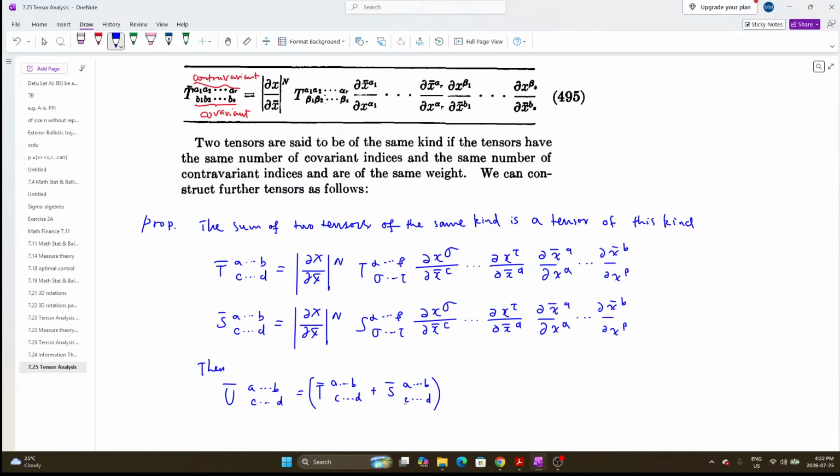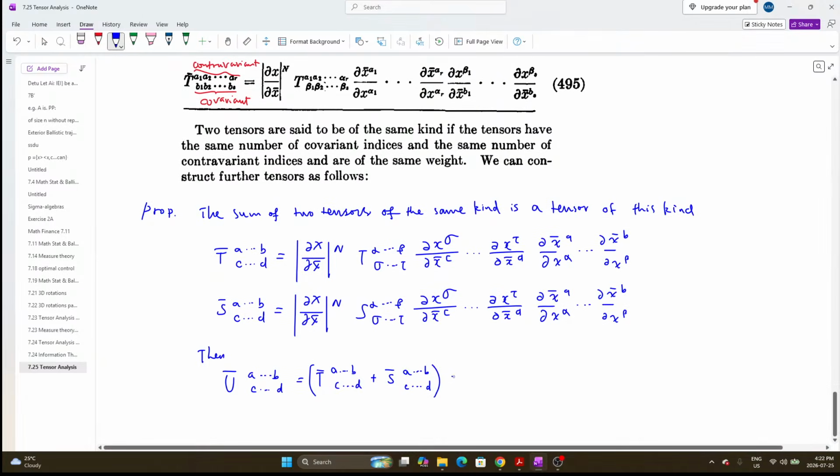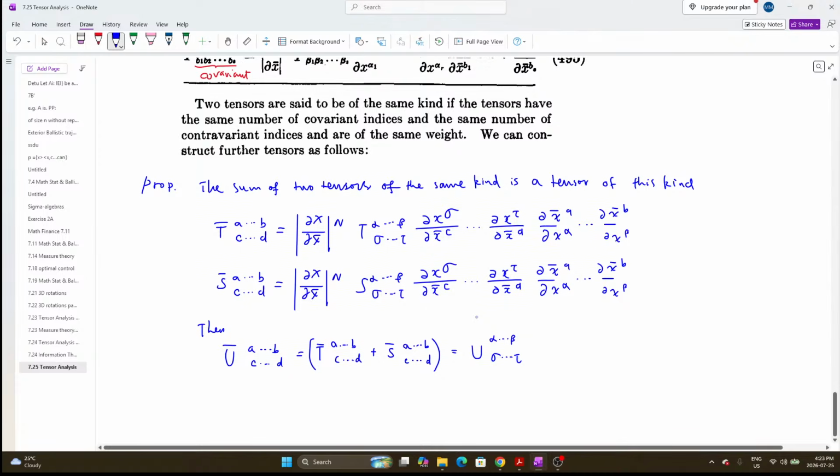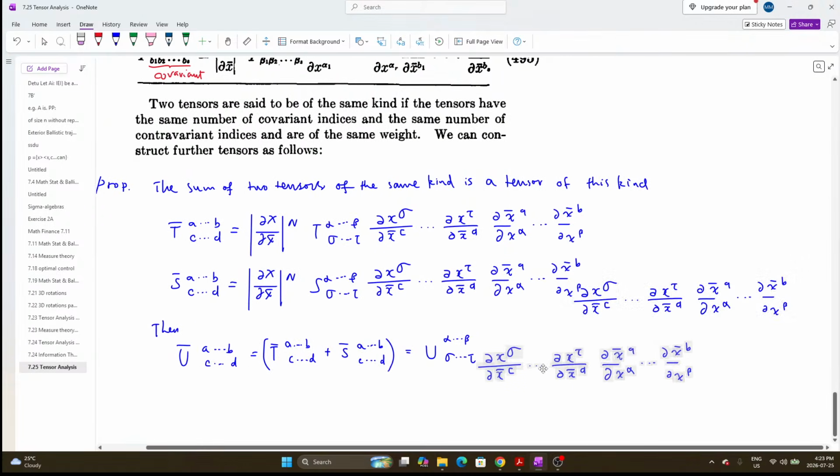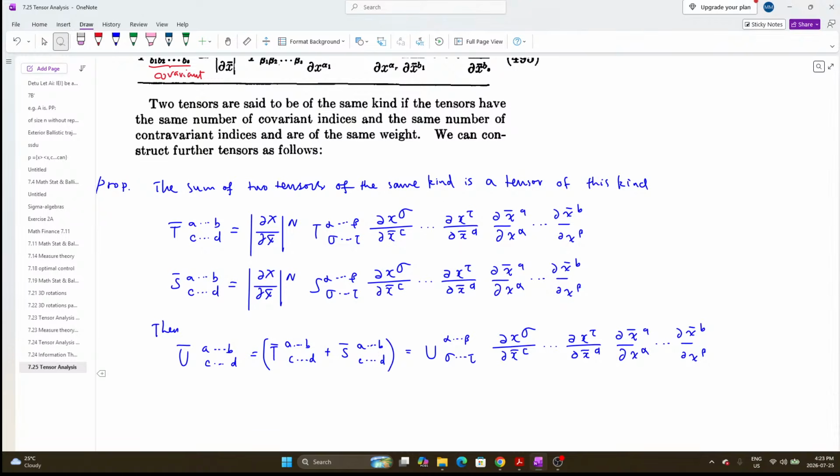All right. This is of course just U alpha all the way to beta, sigma all the way to tau, and the same business. Okay, and the same business. All these Jacobians here. All right.